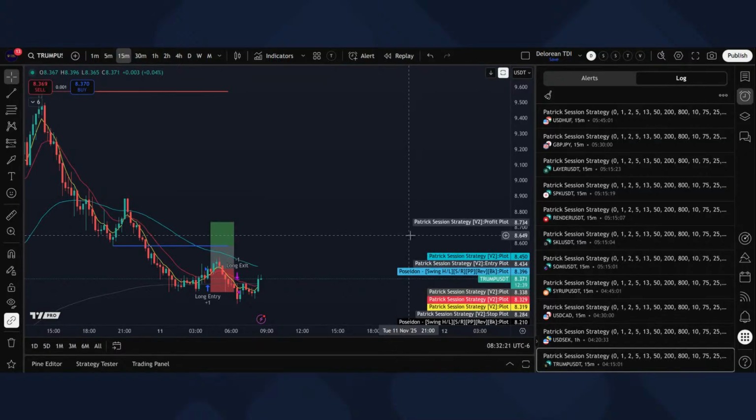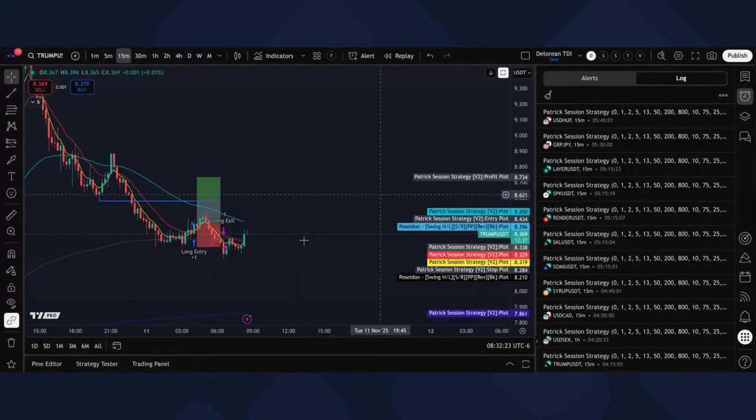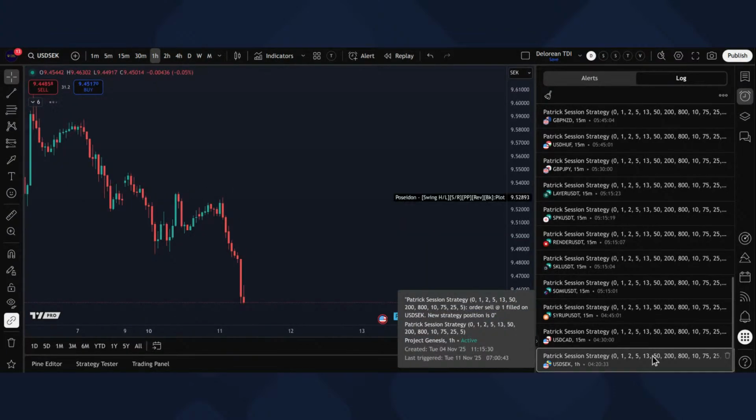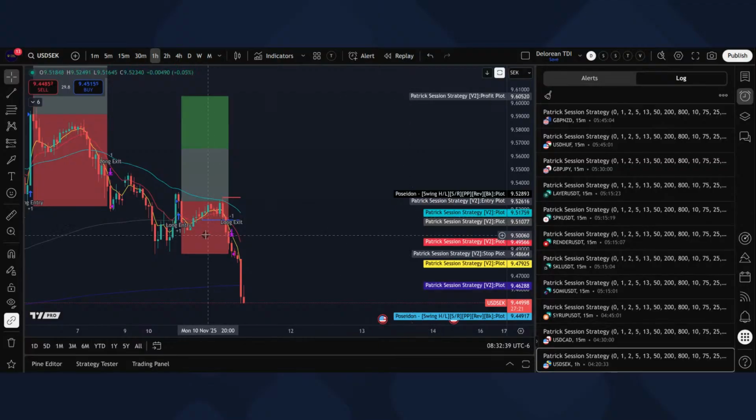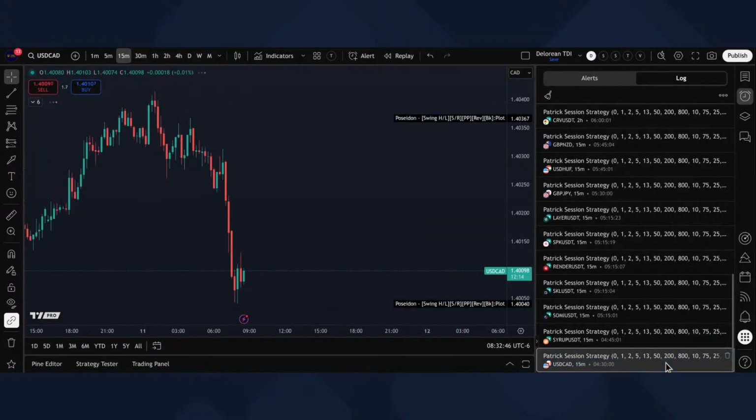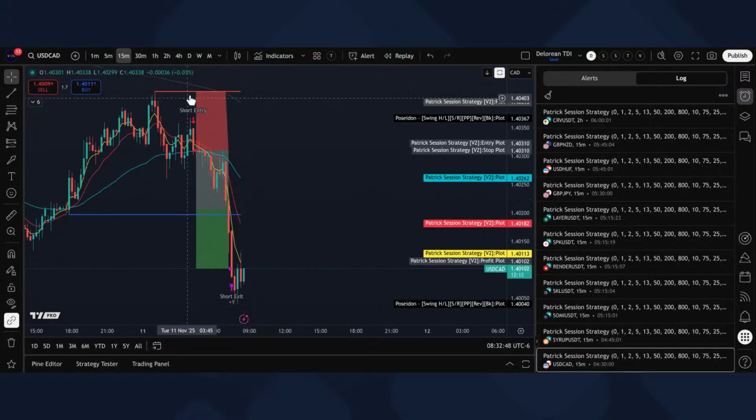All right, first things first, we have an invalidated trade on Trump versus Tether. Won't be taking this. We have an invalidated trade on the United States dollar versus Swedish krona. We have a take profit smashed on the United States dollar versus Canadian dollar.